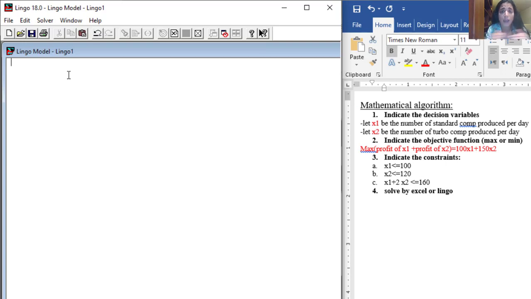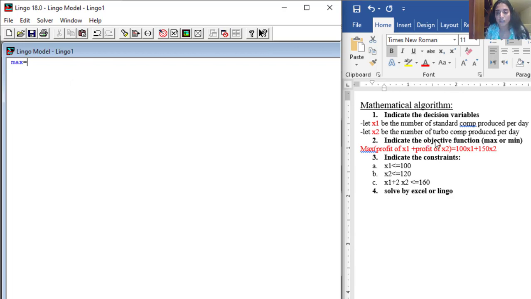How to do this? You have to start with your objective function. If it is a minimum function, you should say min is equal. If it is a maximum, as in our case, you should say max is equal. Whenever you write max or min, Lingo will change the color of this max or min to blue. So you should write max, M-A-X, or min, M-I-N only. And then max is equal, do not forget to put the equal sign before writing the objective function.